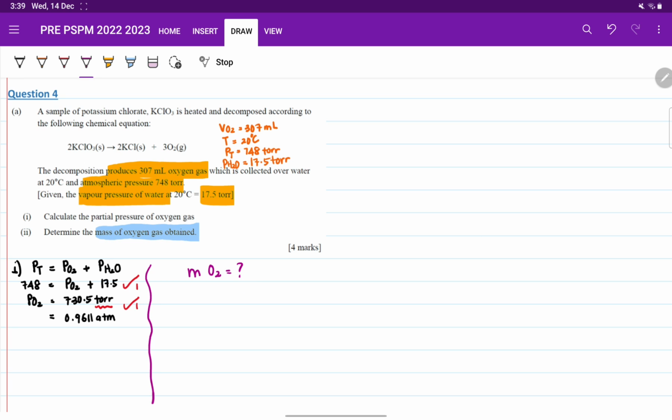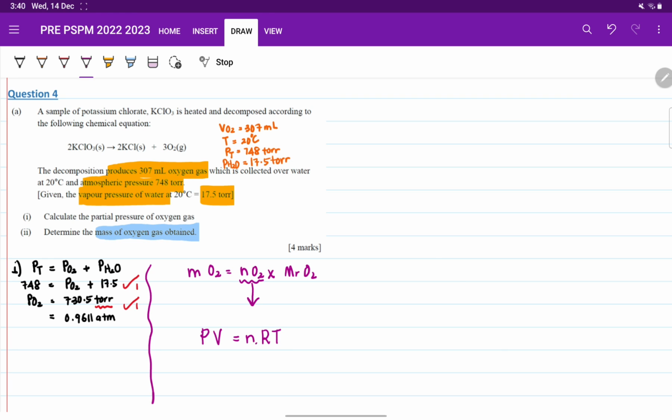Okay, so to get the mass of oxygen gas, we can use the number of mole of oxygen times the molar mass of oxygen. The molar mass of oxygen we can calculate. So we need to find the number of mole of oxygen gas. So from where do we get the number of mole of oxygen gas? Since this is a gas, an equation that you can use to find the number of mole of oxygen is our ideal gas equation. Our ideal gas equation is PV equals nRT.